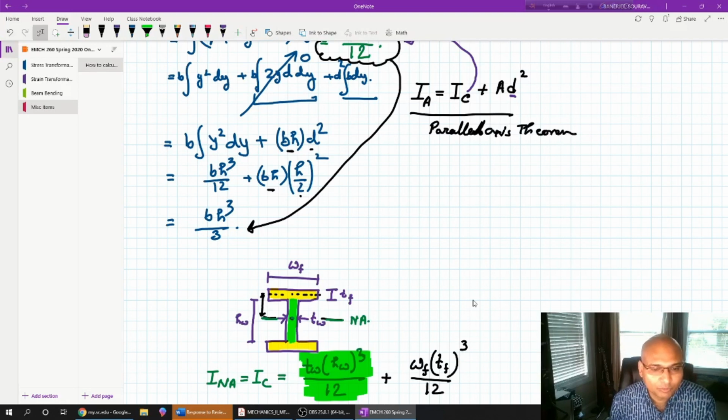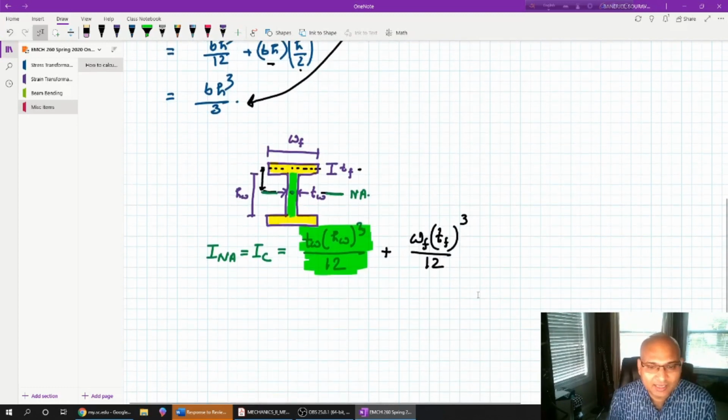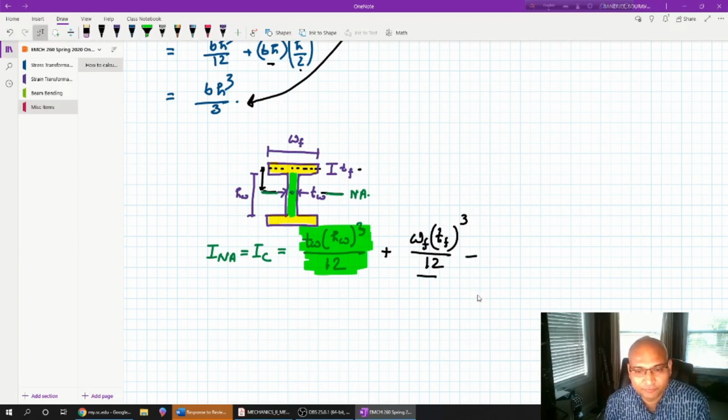Here I have the moment of inertia with respect to this axis, the black one, and I need to find the moment of inertia with respect to the green section. So I have written the moment of inertia with respect to the black section. Then I need to add A D square. Here A is the area of the yellow section. Area is WF into TF, that is my area.